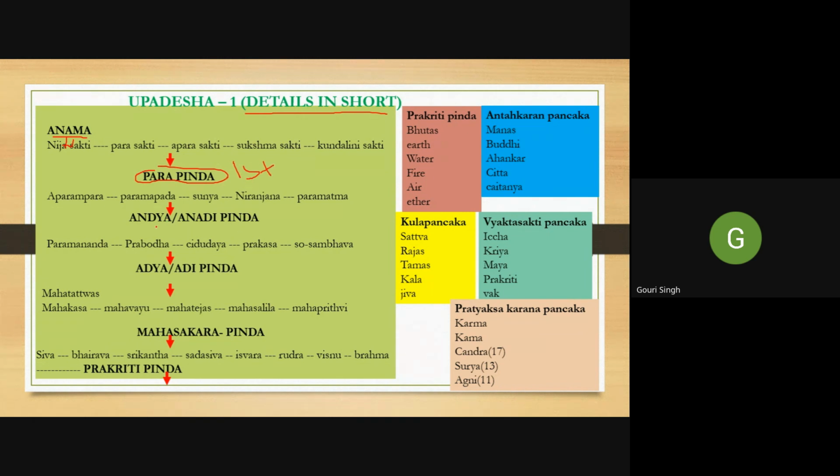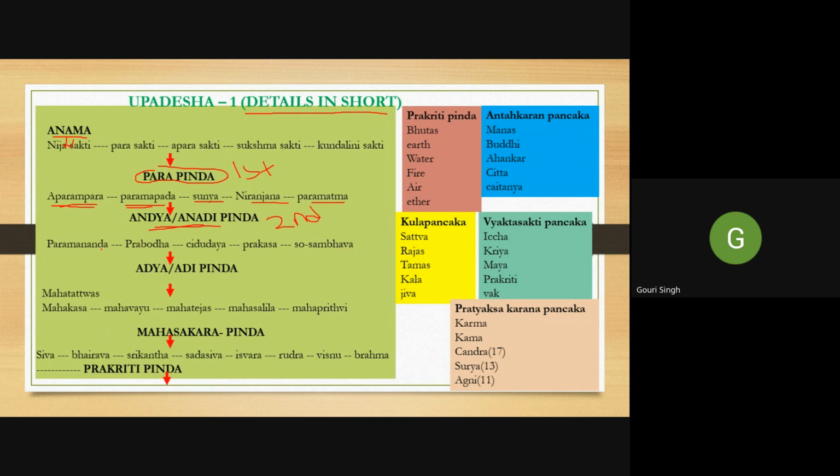The second one is the Anadya Pinda. The Anadya Pinda or Anadi Pinda comes when this Parapinda is combined with Aparampara, Parampada, Shunya, Niranjana, and Paramatma. These are the forms. Here it is said that Parapinda has 5 forms. What are the 5 forms? Aparampara, Parampada, Sunya, Niranjana, and Paramatma. When these are combined with the Parapinda, it is developed as the Anadya Pinda, the second classification of the pinda.